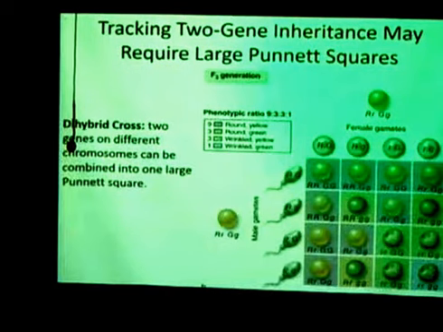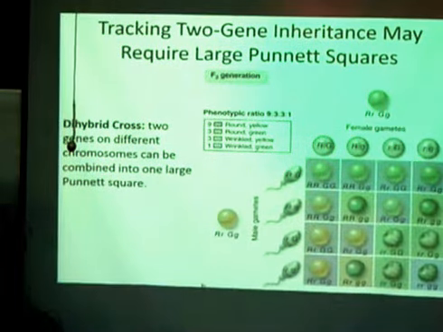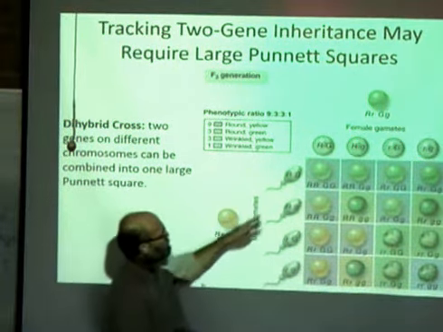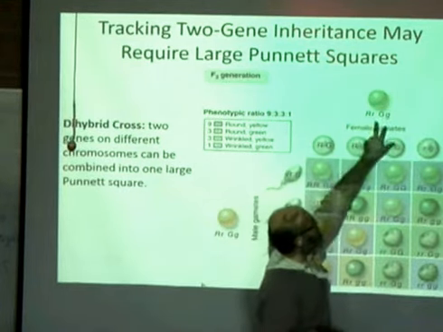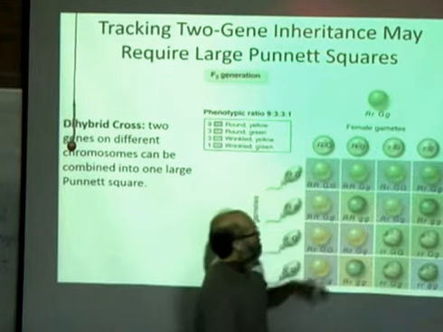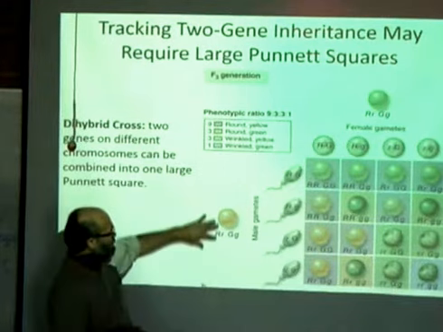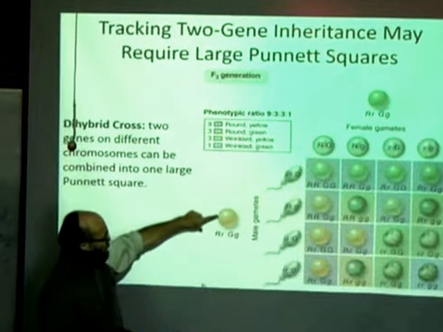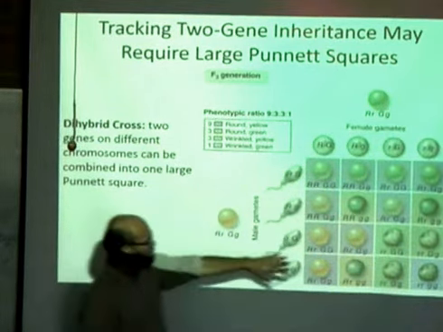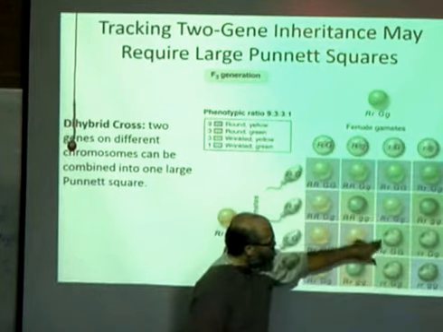A dihybrid cross is shown here, much more complicated than a monohybrid cross. So here two different alleles or two different genes are being followed at the same time: the color of the seed as well as the shape of the seed. Some seeds are actually wrinkled.